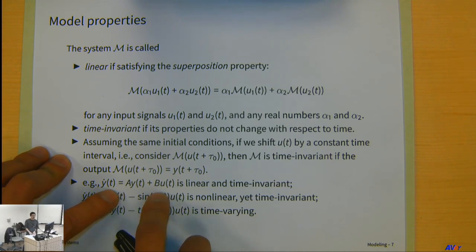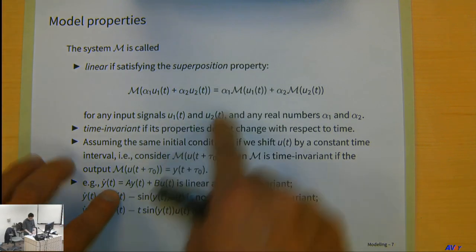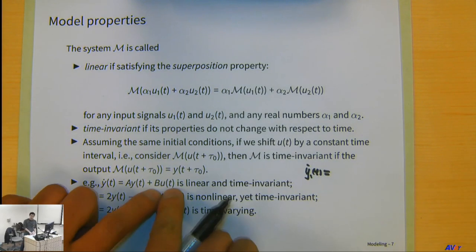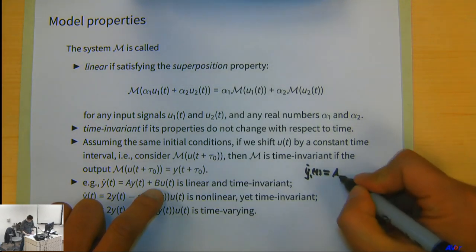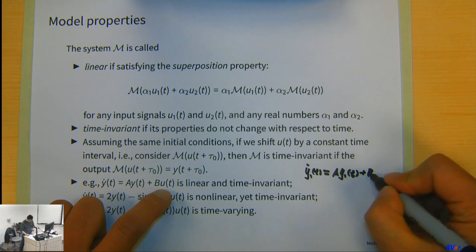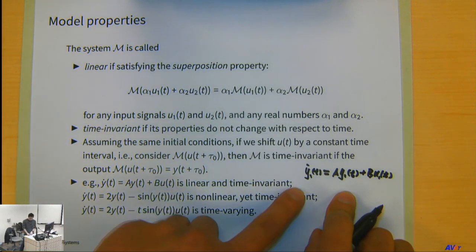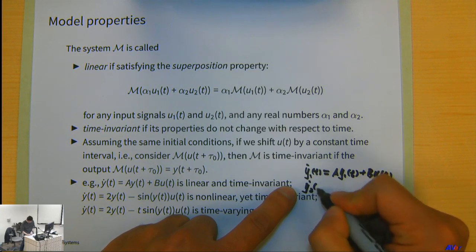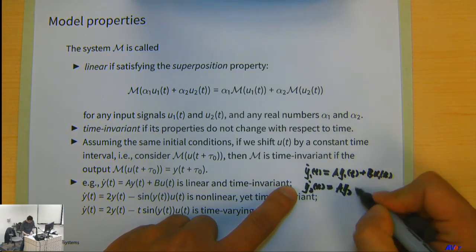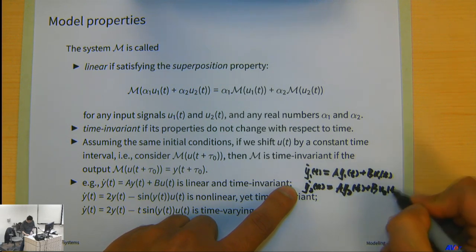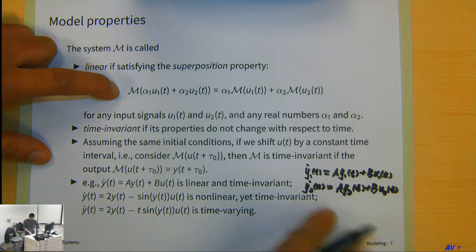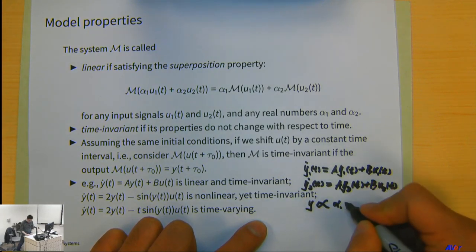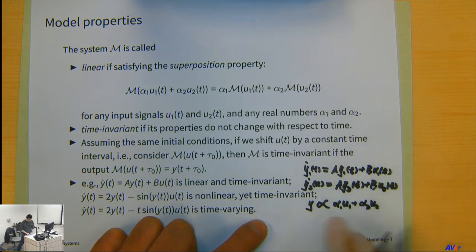By observation, this is linear. You can verify this by applying this formula over here. If I have y1, which is the output corresponding to one input, let's say u1, then I have this. If I have a different u, I'm going to have a different y. So let's say I have a y2. To check whether it's linear formally, we need to check what is the y corresponding to input alpha 1 u1 plus alpha 2 u2. So this is my notation.